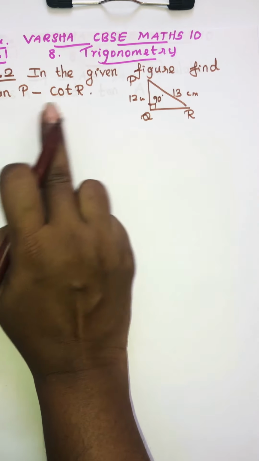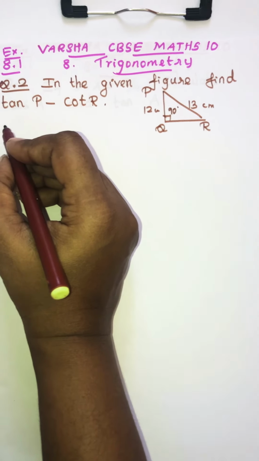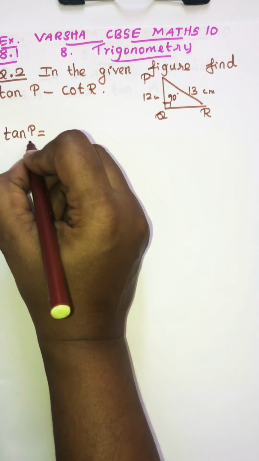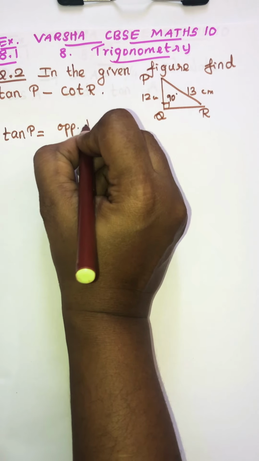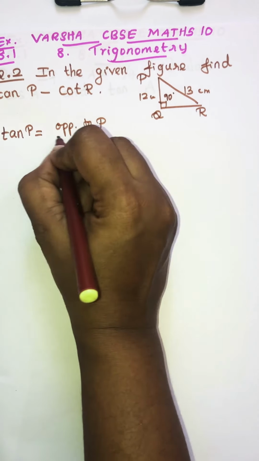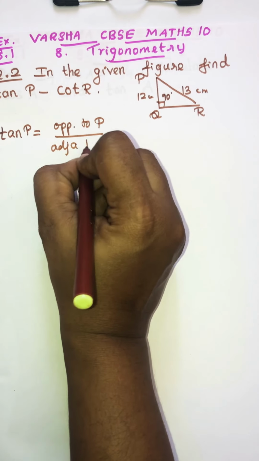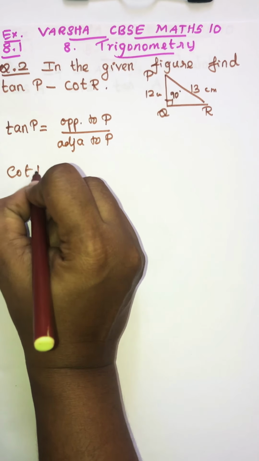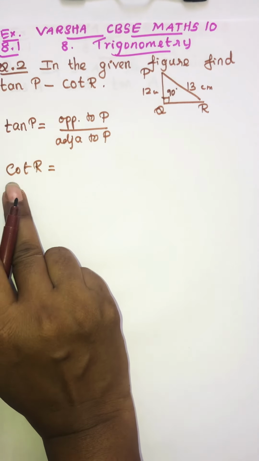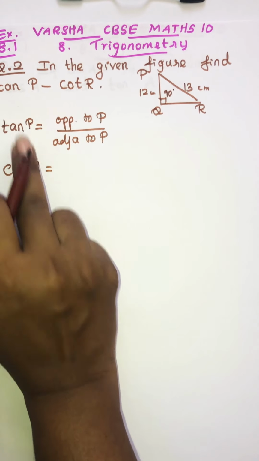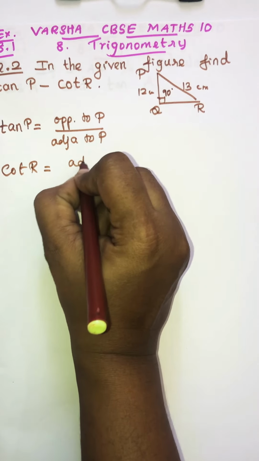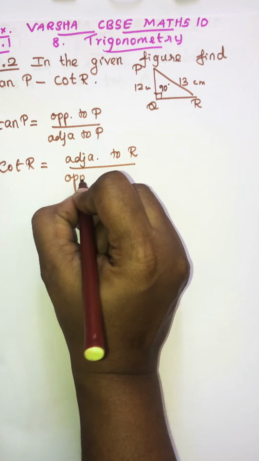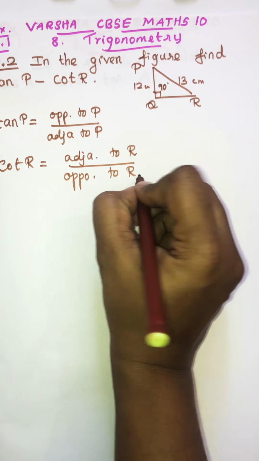What is the formula for tan P and cot R, students? Do you remember? Yes, tan P is equal to opposite side to P by adjacent side to P. Cot R is the reciprocal of tan, 1 by tan theta. So you write it as adjacent side to R by opposite side to R.